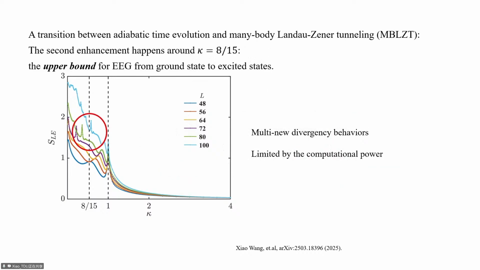And for kappa smaller than one, especially around kappa equals n over 15, you have multi-new dimensional behaviors. However, this calculation is limited by our computational power. So even with this targeted method, we cannot calculate further. Remember what kappa is, I lost.